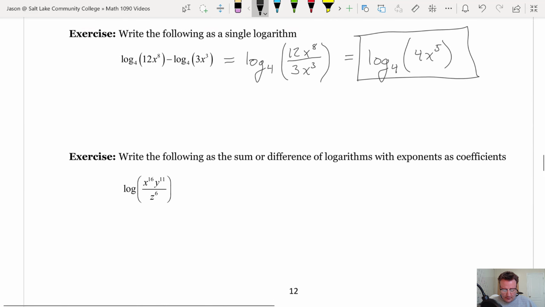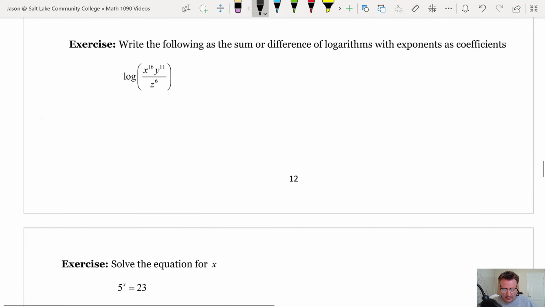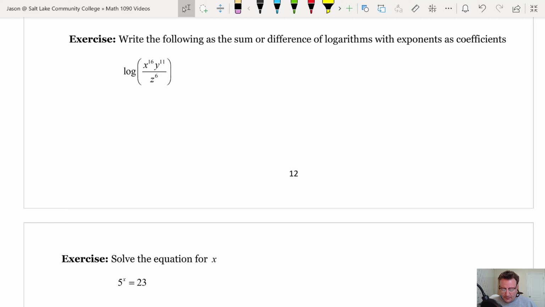Okay, moving along. Write the following as the sum or difference of logarithms with exponents as coefficients. I think I'll just think of it as a quotient first, and so I'll use the difference property first. Let's rewrite this as the log of the numerator expression, which is x to the 16th times y to the 11th, minus the log of z to the 6th power.